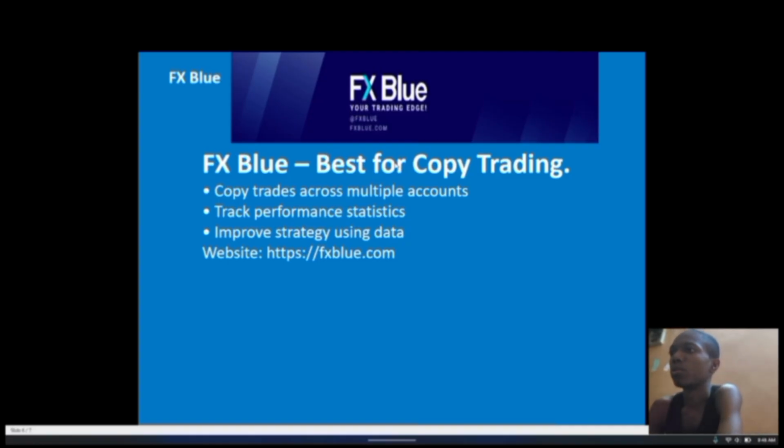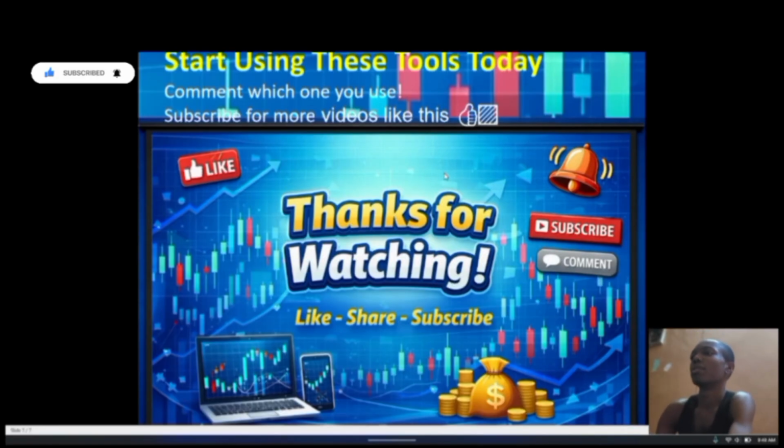The third one is FXGlow. FXGlow is a trading software to copy trades across multiple accounts, and it's free. So it's very good if you have many accounts and it just makes the job easier.